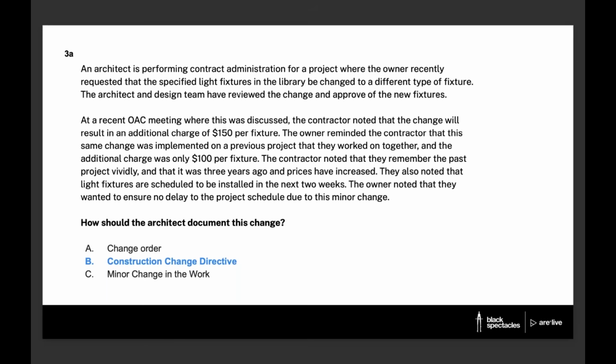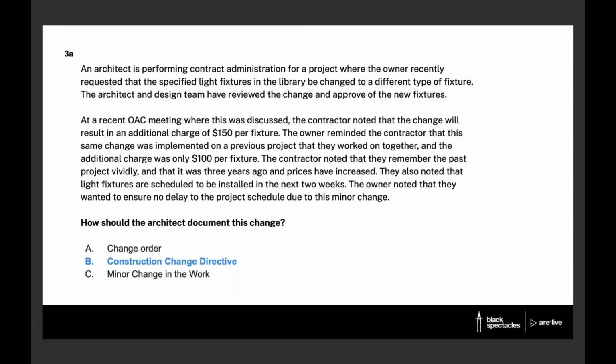Two questions off of that. For the first one, could you do a quick explanation again on why you chose CCD rather than change order? And then stemming off of that, if we were to change the situation, and the contractor and the owner were to agree on the cost of that, $125 per fixture, would that then change the answer to A?